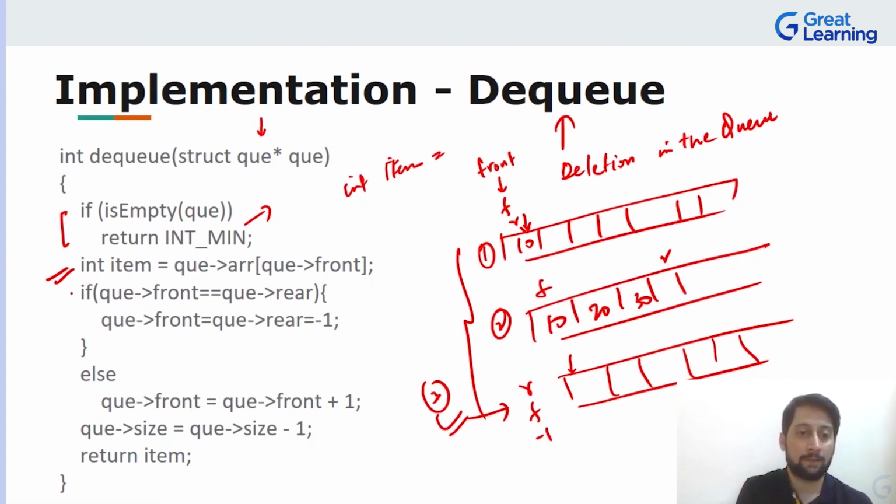Now if front and rear are at equal positions, that means there is only a single item in the queue, because it is obvious, since front and rear are at this position. So what we will do is update our front and rear to -1, meaning there are no items left in the queue. Now, what if this is not the case? Let's suppose rear is here, at 40. If that is the case, we are just going to update our front to the next position.